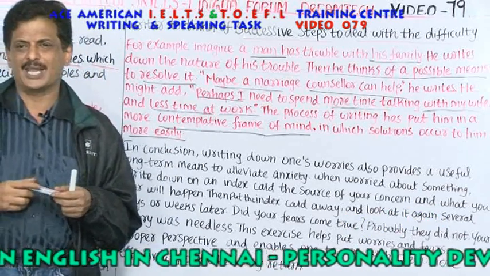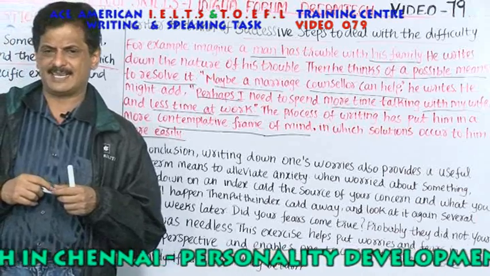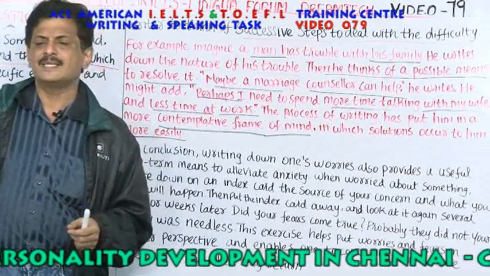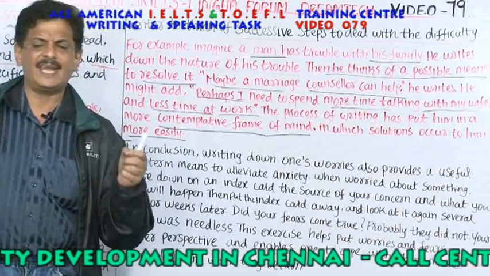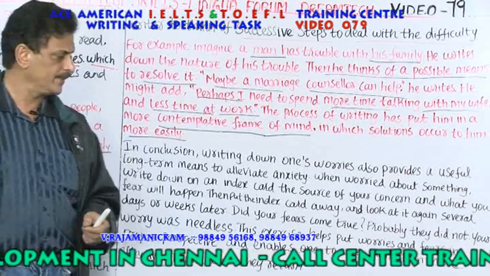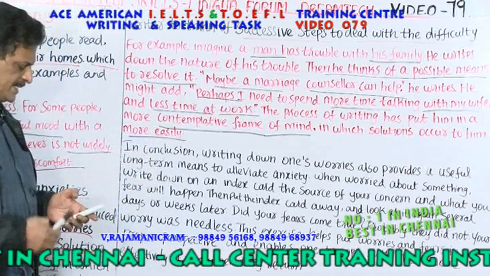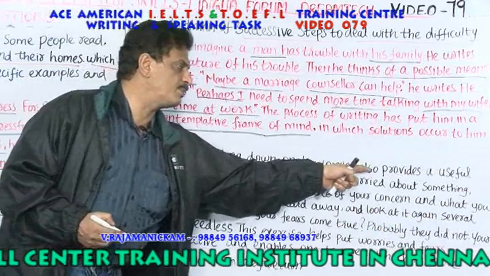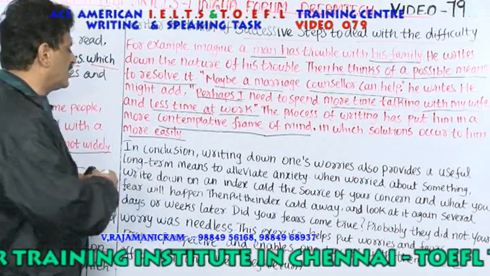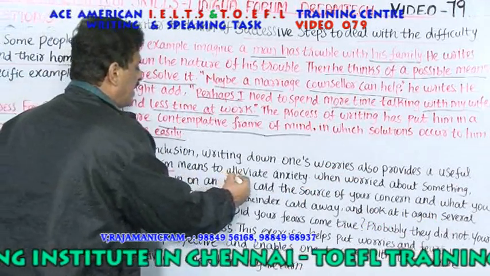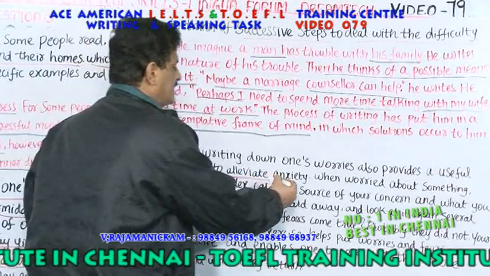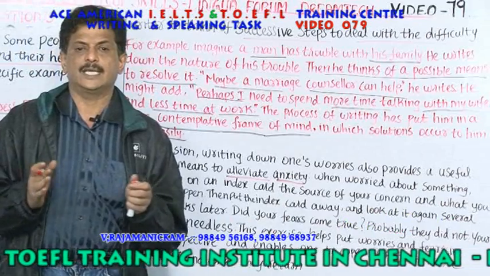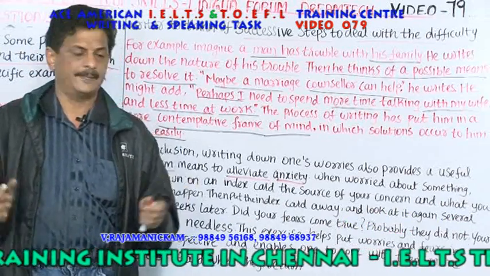So rather than music, rather than dance, rather than exercise, the writer says, writing down all your problems in a paper, sit for a while, then there comes a solution. So finally he comes to a conclusion by stating that, in conclusion, writing down one's worries also provides a useful long-term means to alleviate. Alleviate means to remove the anxiety. So as you keep on writing, your anxiety slowly fades away, it goes away.